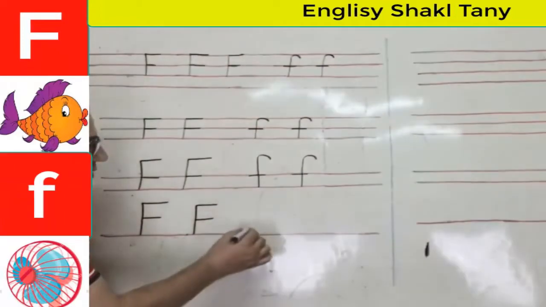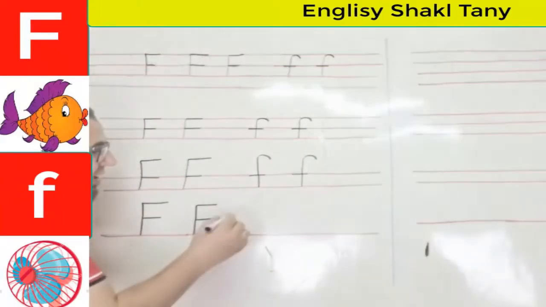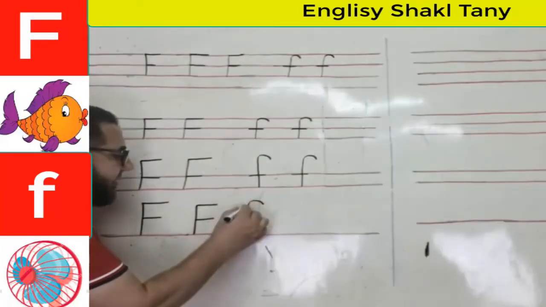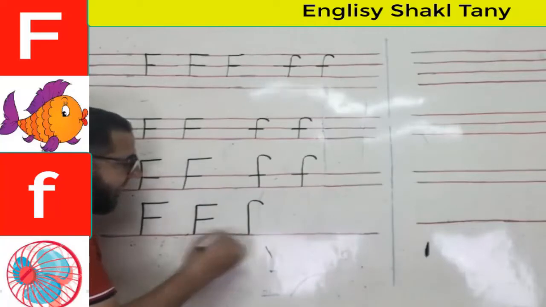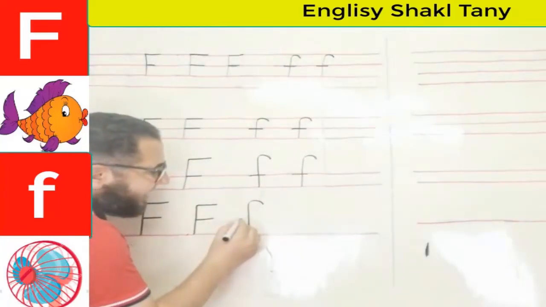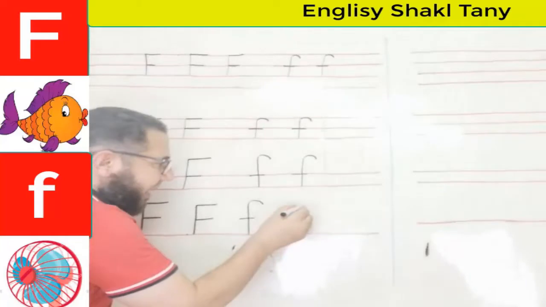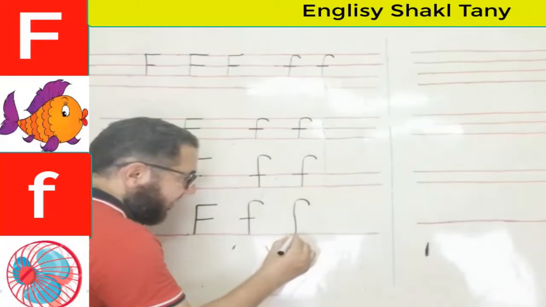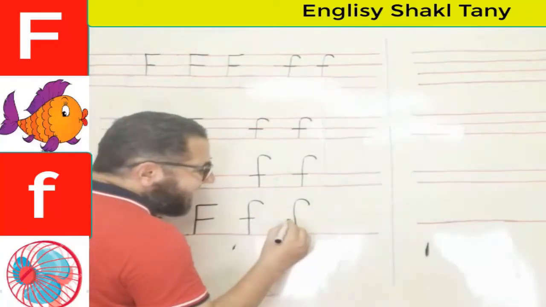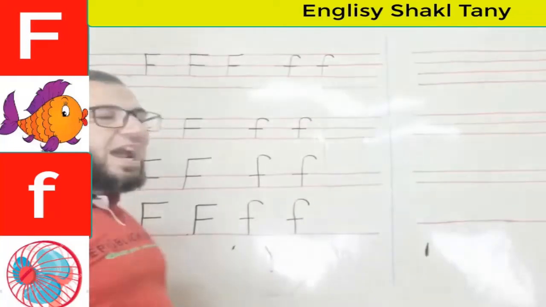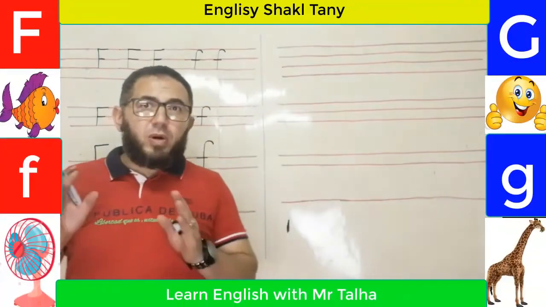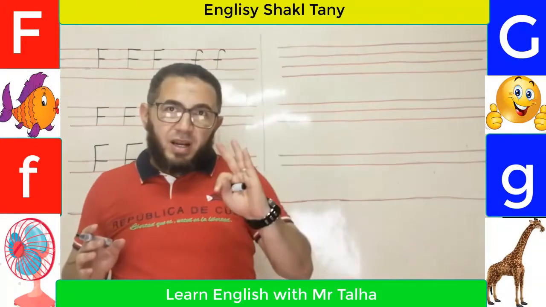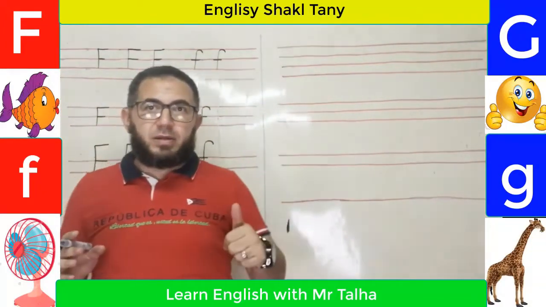Let's see how to write it on one line. I'll say to my child that I will start at the top with a curved line, then go down to the line, and then make a sleeping line like that. Again, a curved line at the top, go straight to the line, and then make a sleeping line. It's F small. This is the way we write F capital and F small on four lines, three lines, two lines, and only one line.